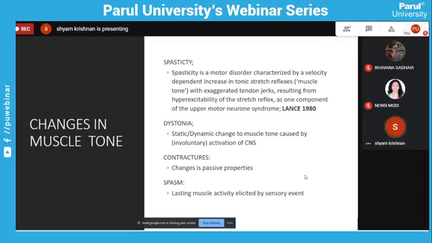So would you be able to call it spasticity? By the technical definition of spasticity, you wouldn't be able to call it spasticity. It is something else, which is called dystonia. A dystonia is a static or dynamic change to muscle tone which is caused by involuntary activation of the CNS, mostly by extrapyramidal regions, that is the basal ganglia.